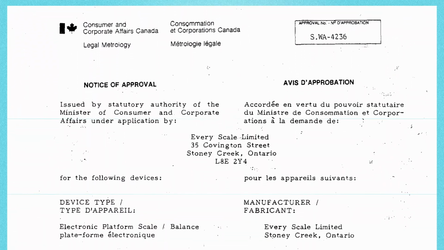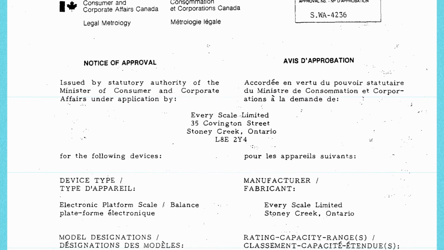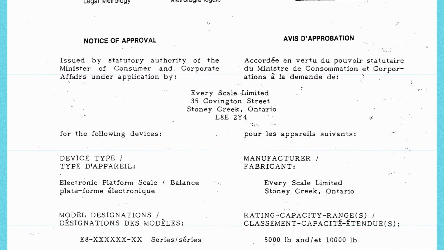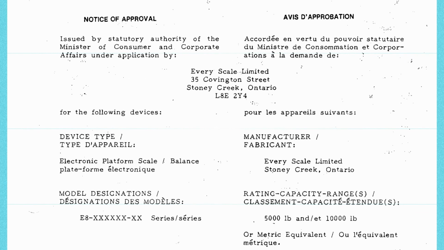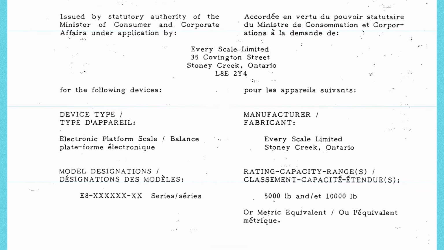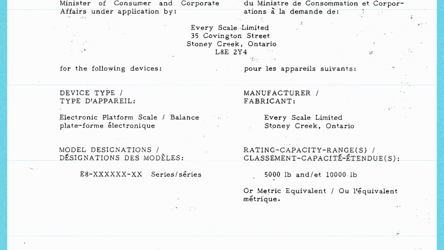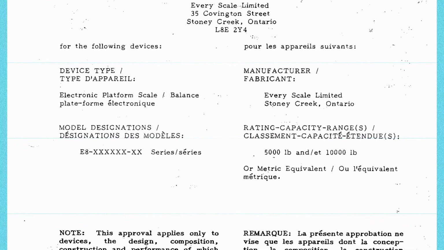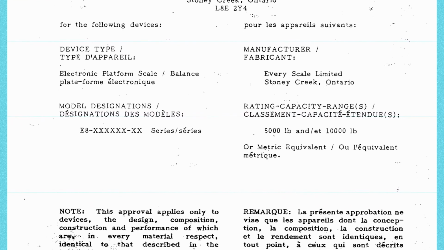Notices of approval, or NOAs, are a critical part of the examination process. Upon being presented with a device that is not identical in all respects to the details in the NOA, Measurement Canada inspectors must take appropriate action. What that action is will be included in the policy.